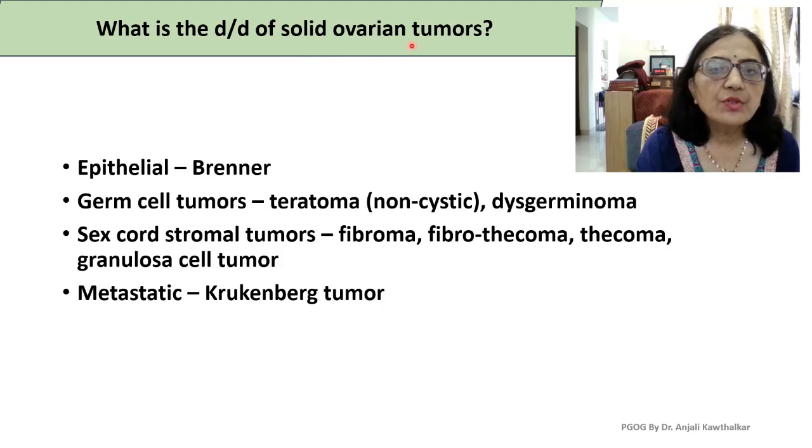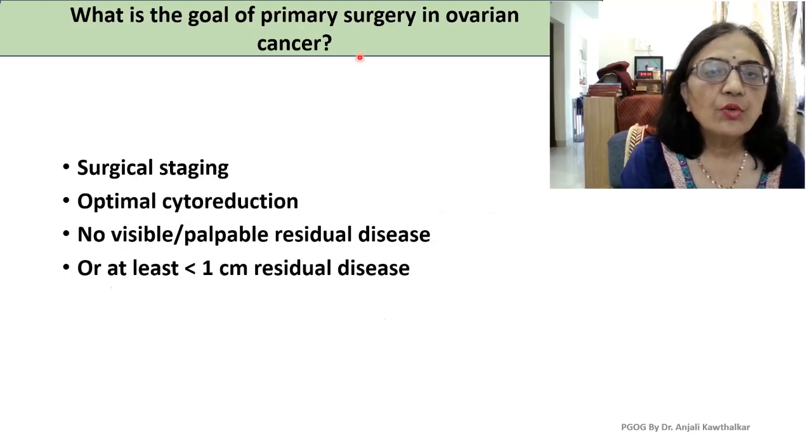What is the differential diagnosis of solid ovarian tumors? Brenner tumor, teratoma, dysgerminoma, fibroma, fibrothecoma, thecoma, granulosa cell tumor, and Krukenberg tumor. What is the goal of primary surgery? The goal is surgical staging and optimal cytoreduction. How do you define optimal cytoreduction? No visible or palpable residual disease remaining, or if that is not feasible, at least less than 1 centimeter residual disease. That is the definition of optimal cytoreduction.